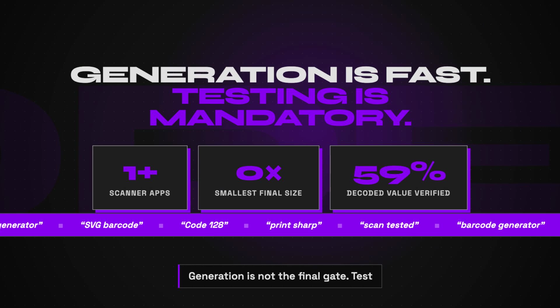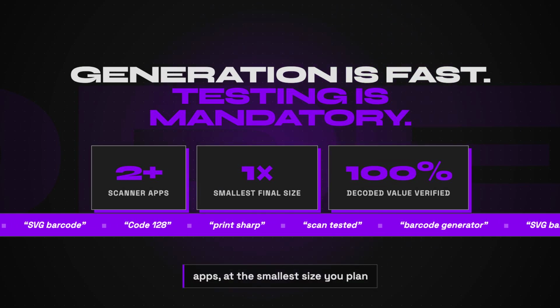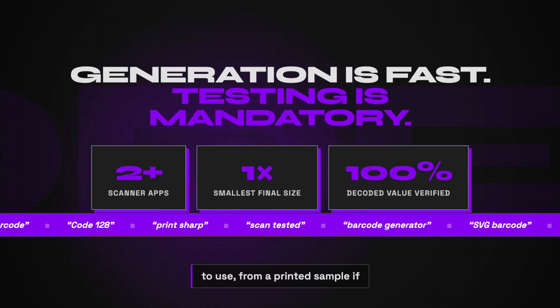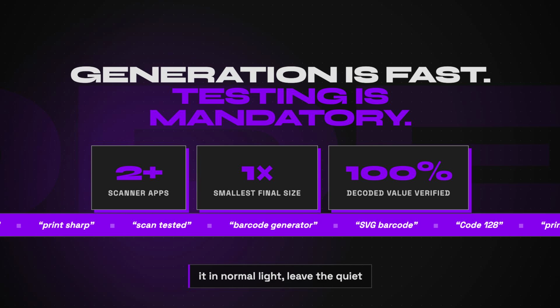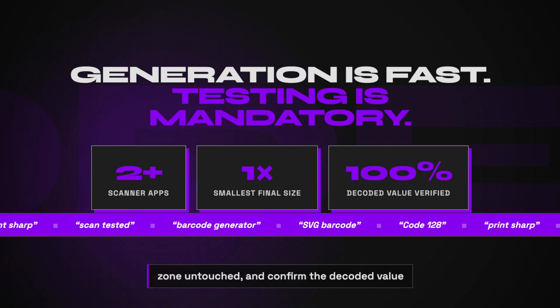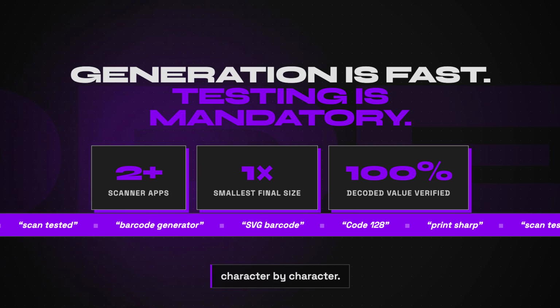Generation is not the final gate. Test the barcode with at least 2 scanner apps at the smallest size you plan to use, from a printed sample if the final asset will be printed. Check it in normal light, leave the quiet zone untouched, and confirm the decoded value character by character.